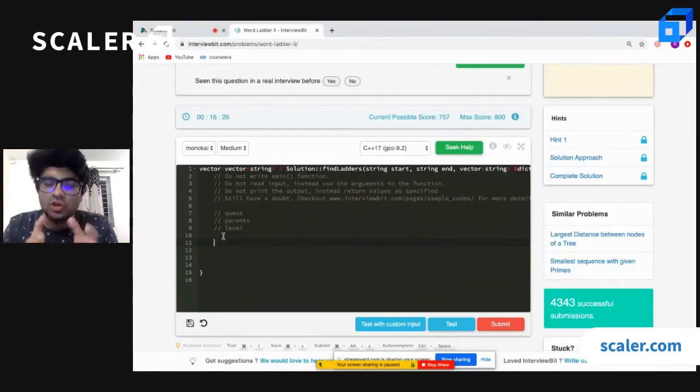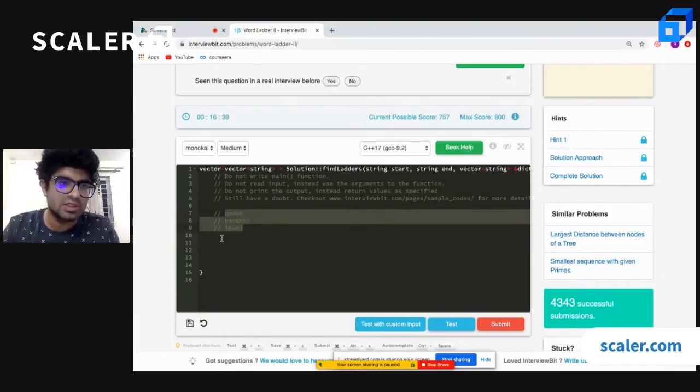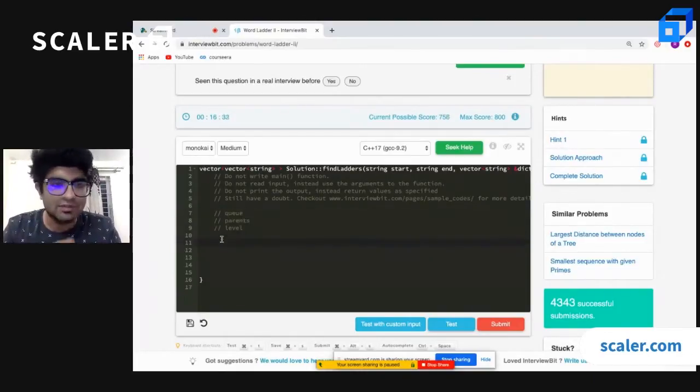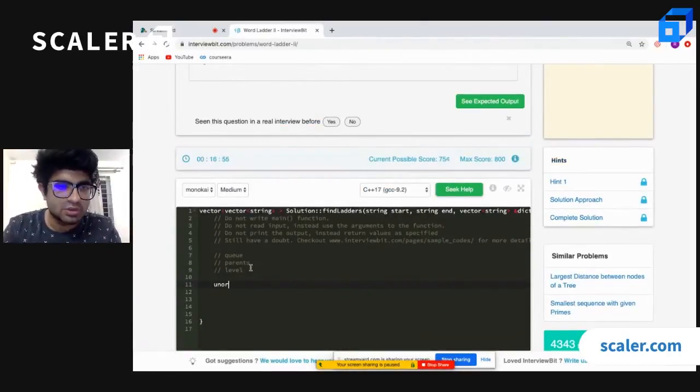So, to maintain all this information, first let me figure out what sort of data structures I need. Let me first create a hash set, because I need to find words in a dictionary, so that operation will become optimized. It will consider strings, and that will basically be my dictionary. And let's populate it with the dictionary that is being given to me.